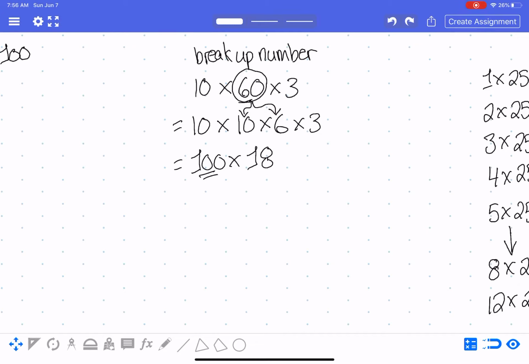Okay, now we know 100 is a friendly number. It's just a matter of adding 2 zeros. So 18, and we put on the 2 zeros. So the product of 10 times 60 times 3 is 1,800. Okay.